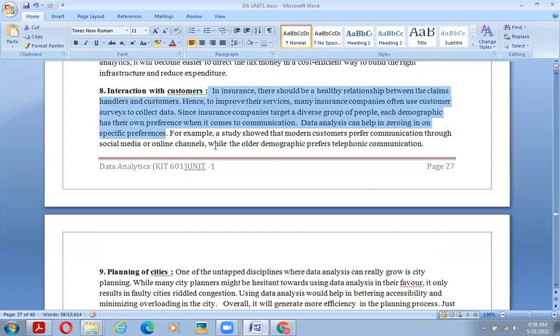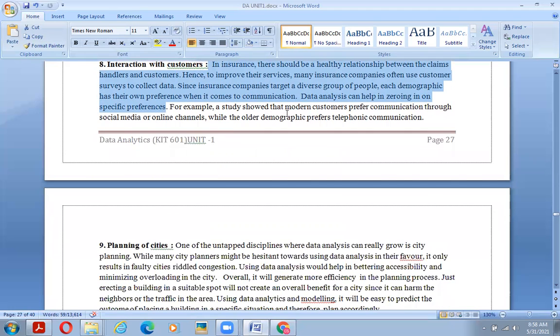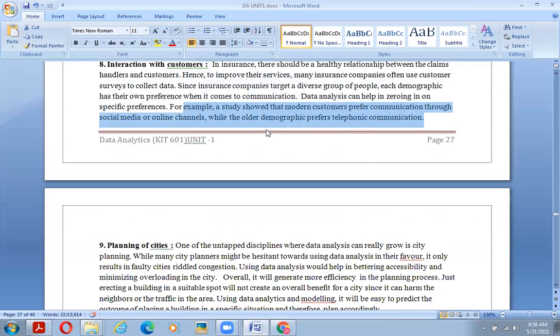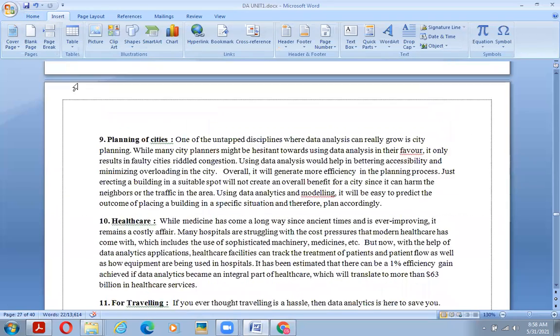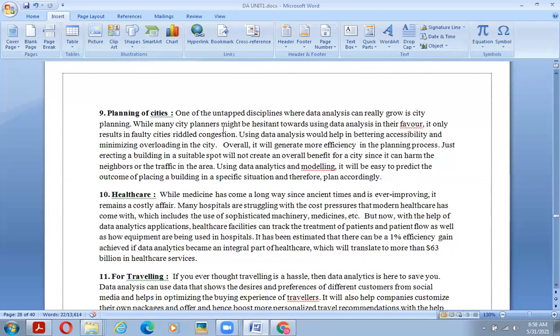For example, a study shows that modern customers prefer communication through social media and online channels, while the older demographic prefers telephonic communication. This is where the companies need to frame their policies, and decide how they are going to reach the different demographics with their marketing strategy. And it can be done with the help of data analytics.